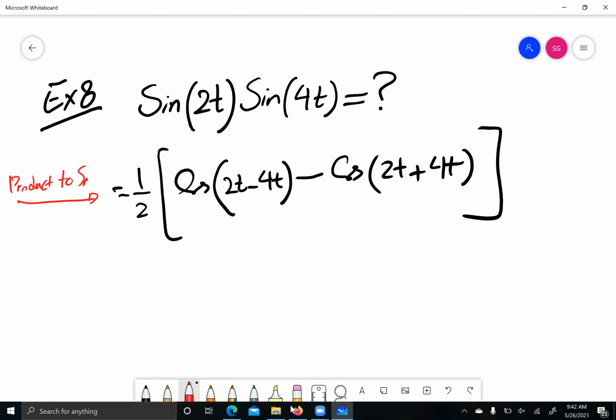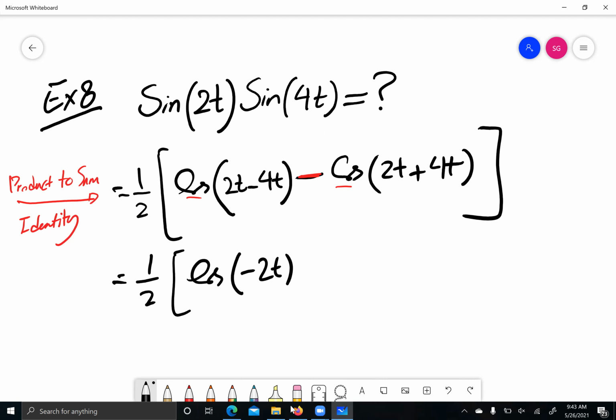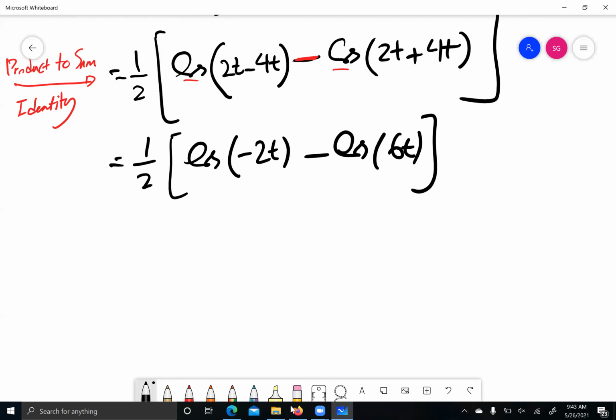So here I used the product to sum identity, which means that we are given a product of two trig functions, a product of two sine functions, and we rewrite it as the summation or difference. Here is the difference. You see the difference of two trig functions. If you want, you can further simplify. This is going to be half of cosine of negative 2t minus cosine of 6t. Again, because cosine is an even function, cosine of negative 2t is the same as cosine of 2t, minus cosine of 6t.